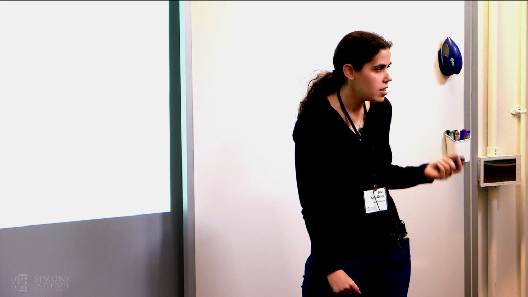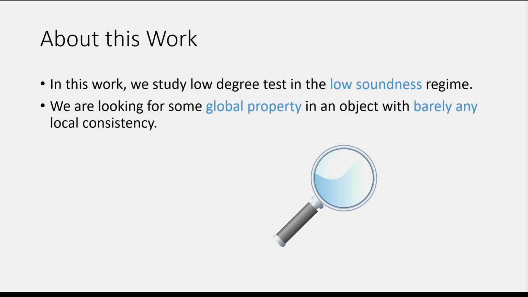So in general, in this work, we're looking for a low degree test in the low soundness regime. And this means that we're looking for some kind of structure or property in an object that has barely any local consistency, that almost always, when we try to query it, we fail. But still, we succeed to find some kind of global property. And the global property that we're looking for is this object being a low-degree polynomial.